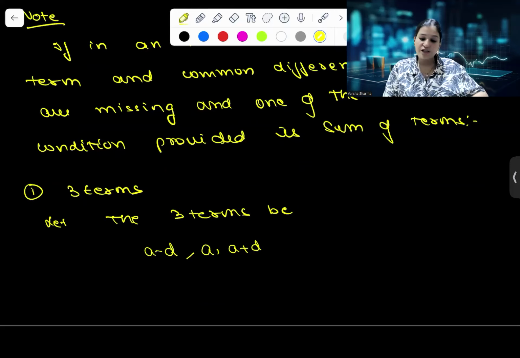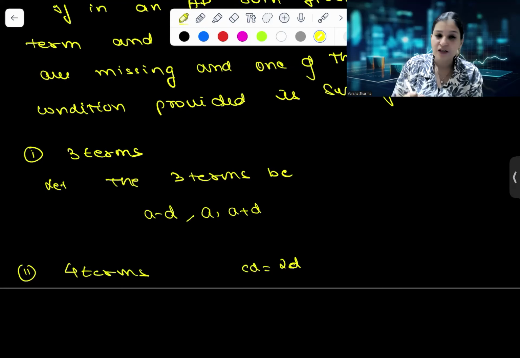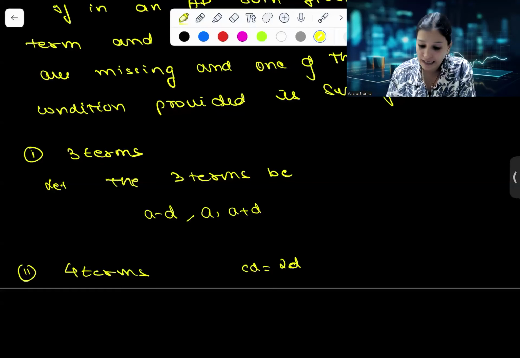Here the common difference between the three terms is D. Similarly, if four terms are given, what I'll do is take the common difference to be 2D, so that when I add them, the D gets cancelled.